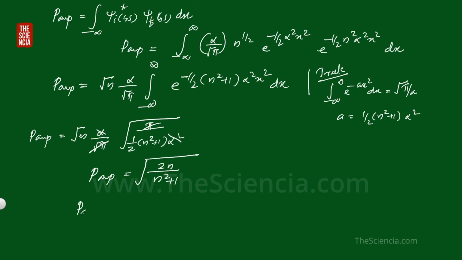Now to find the probability, what do you have to do? You have to take the modulus square of the probability amplitude. That is, we get probability equal to 2n by (n square plus 1). That is, when the ground state is changing to the ground state and when alpha is changing to n alpha.